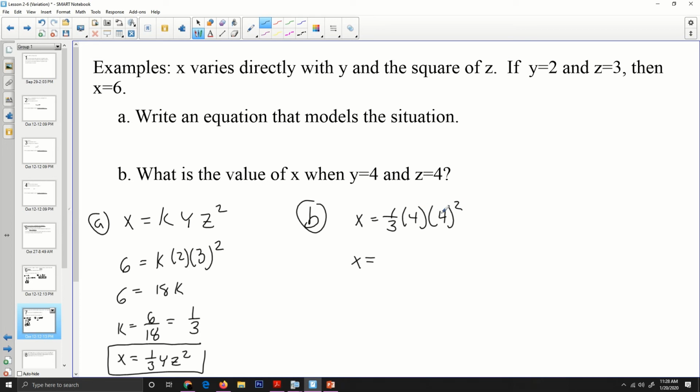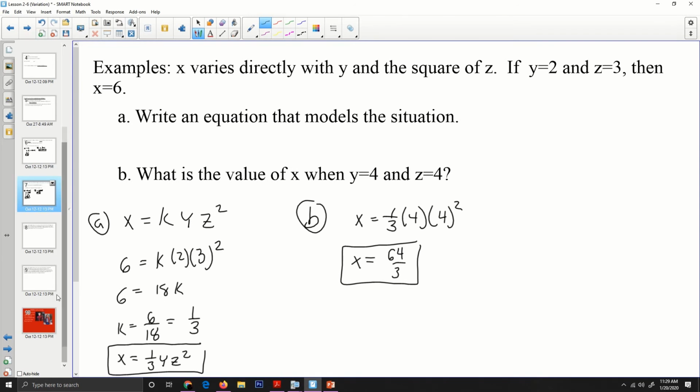16 squared, or 16 times 4, is 64. 64 times a third is going to be 64/3. And that is going to be my final answer for that particular problem. All right, let's drop down another one here.